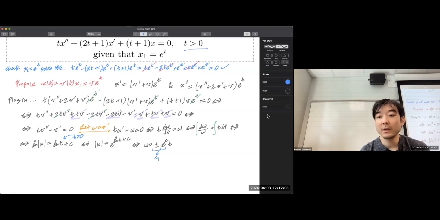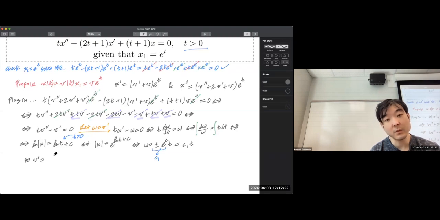And we'll get that this is just c1t. Now, that's w. W is c1t, which means that v prime is equal to c1t. So v is what we want, because that's like the v here.